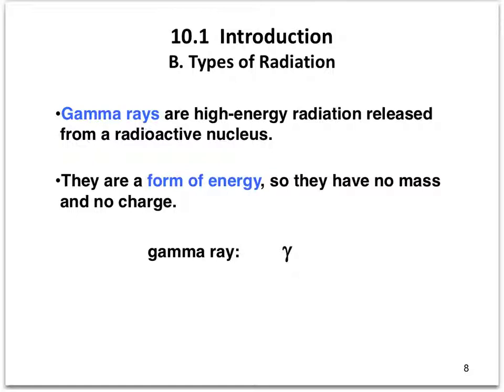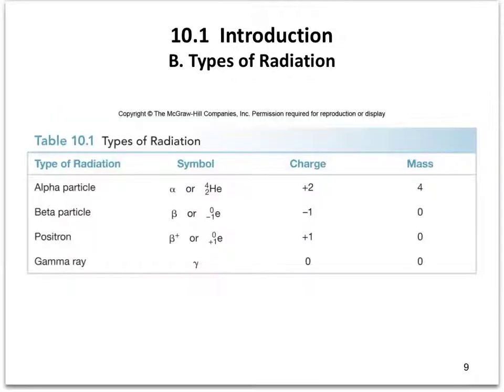Gamma radiation is the highest energy radiation we will talk about. These are high energy photons. They have no mass and no charge. Therefore, when we symbolize these, we just use the Greek letter gamma. This table symbolizes the different radiation types we will talk about. It is good to know how to show the symbols, either the Greek letter or the atomic notation, for each of these.